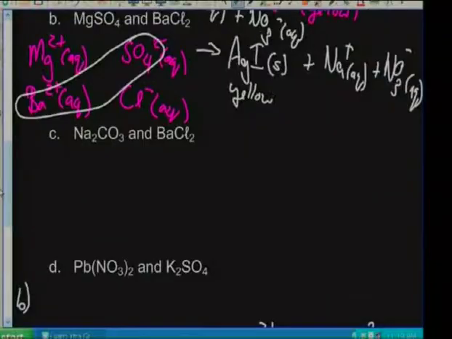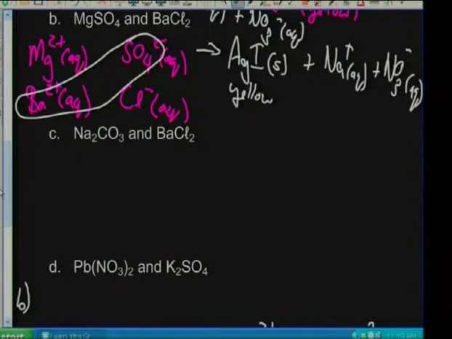Now, those are spectator ions. We sometimes don't even include them because they're not really involved in the reaction. What I hope you can see is that there's an ion exchange. There's a swapping of partners. Okay, that was number B. And we're going to need some space for number C as well.